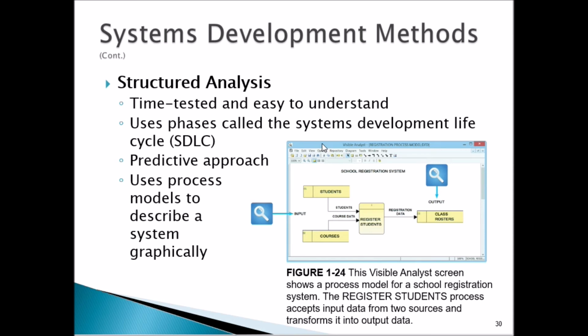Here's a very simple example of a school registration system where we look at the inputs, which are the students, the courses, and then it goes through registration, and the output is the roster that gets created. Very interesting concept. That's structured analysis.